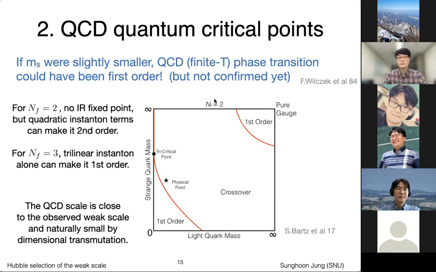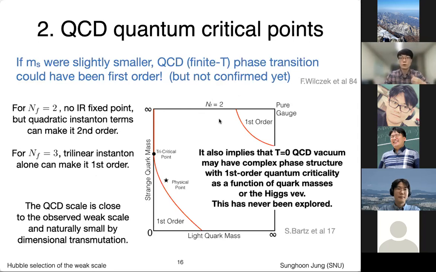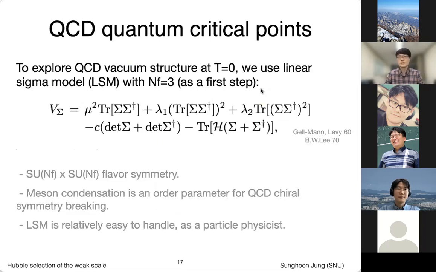But this also may imply that the zero temperature QCD phase structure may be complex and may contain quantum critical points, right? But actually all those have never been explored yet. Even the standard model parameter space has not been confirmed very strongly yet, okay? So instead of doing a state-of-the-art lattice calculation, we use the linear sigma model, which is very similar to Landau-Ginzburg or the Higgs mechanism, to just explore the QCD vacuum structure at zero temperature. This is of course a very big approximation, but we're gonna take this as a first step. And we're also gonna assume three light flavors; 4, 5, 6 is just too much for us now.